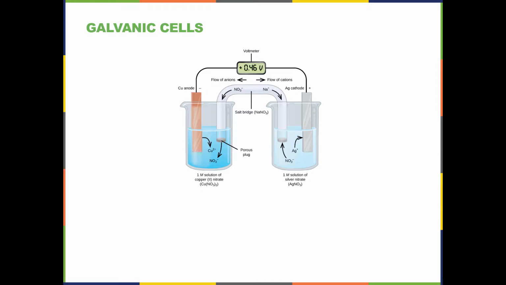Because this is where reduction occurs: when oxidation occurs, the copper ions are released into the solution. When reduction occurs, the silver metal is plated onto the silver cathode. And in the process, there's a flow of electrons, which produces a certain amount of voltage in the voltmeter. Similarly, during this time, you have the flow of cations in one direction and anions in the other direction through the salt bridge. The salt bridge is also what completes the circuit.